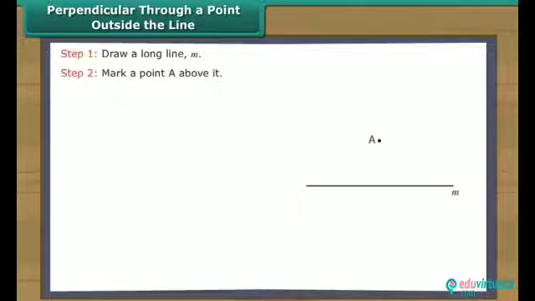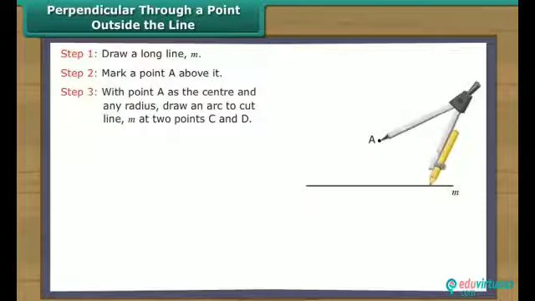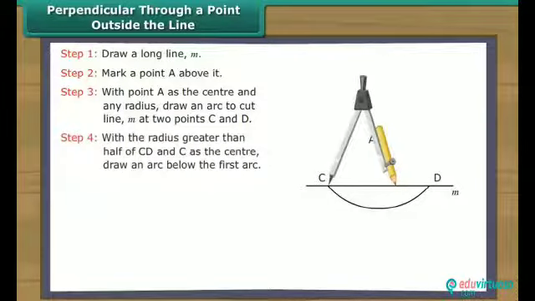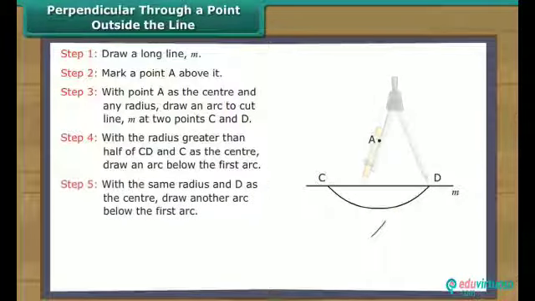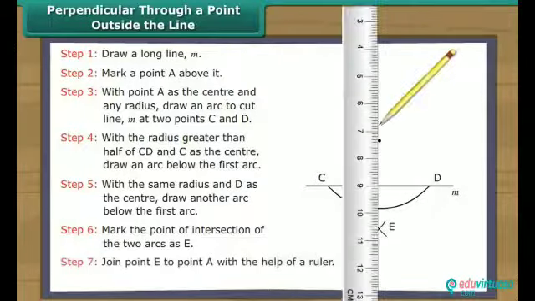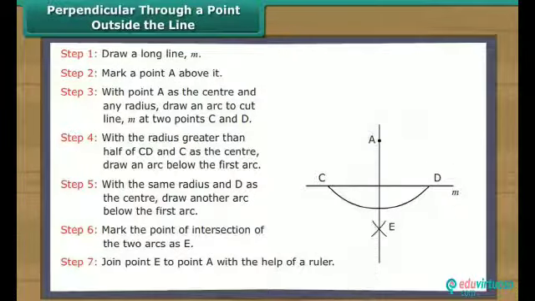Perpendicular through a point outside the line. Draw a long line M. Mark a point A above it. With point A as the center and any radius, draw an arc to cut line M at 2 points C and D. With the radius greater than half of CD and C as the center, draw an arc below the first arc. With the same radius and D as the center, draw another arc below the first arc. Mark the point of intersection of the 2 arcs as E. Join point E to point A with the help of a ruler. AE is perpendicular to line M.